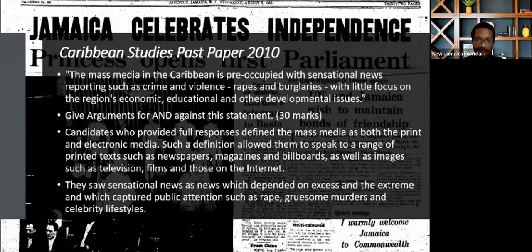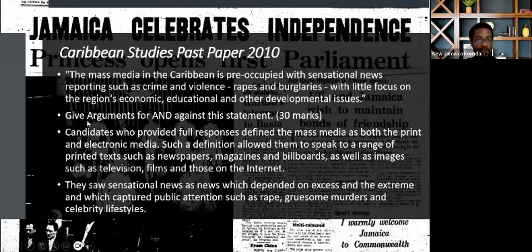The exam report said candidates who provided full responses defined the mass media as both the print and electronic media. Such a definition allowed them to speak to a range of printed text such as newspapers, magazines, and billboards, as well as images such as television, film, and those on the internet. They saw sensational news as news which depended on excess and the extreme, and which captured public attention, such as rape, gruesome murders, and celebrity lifestyles.